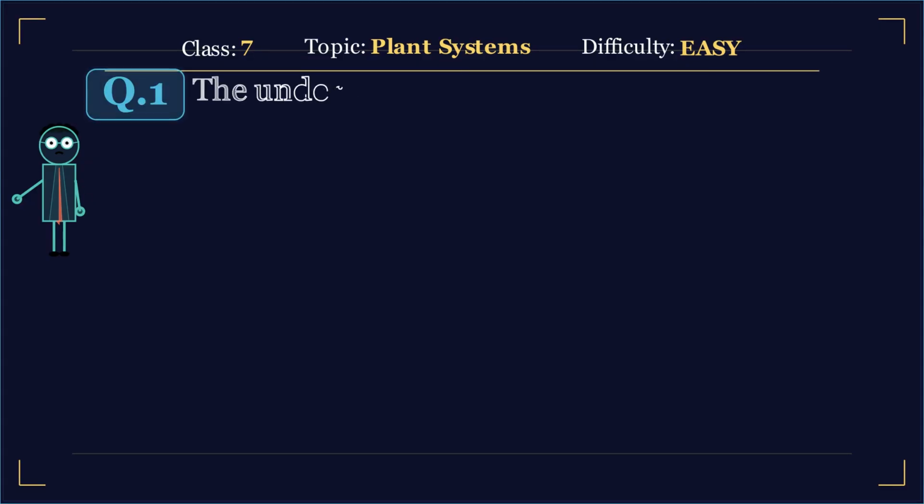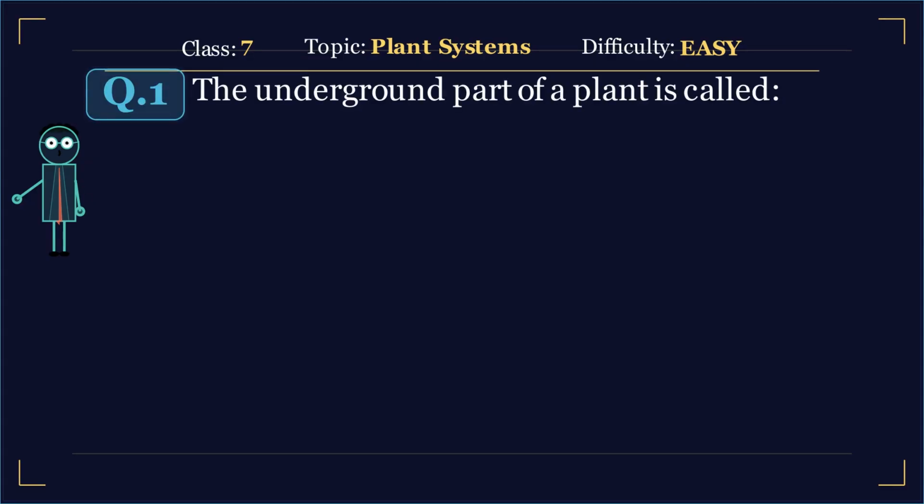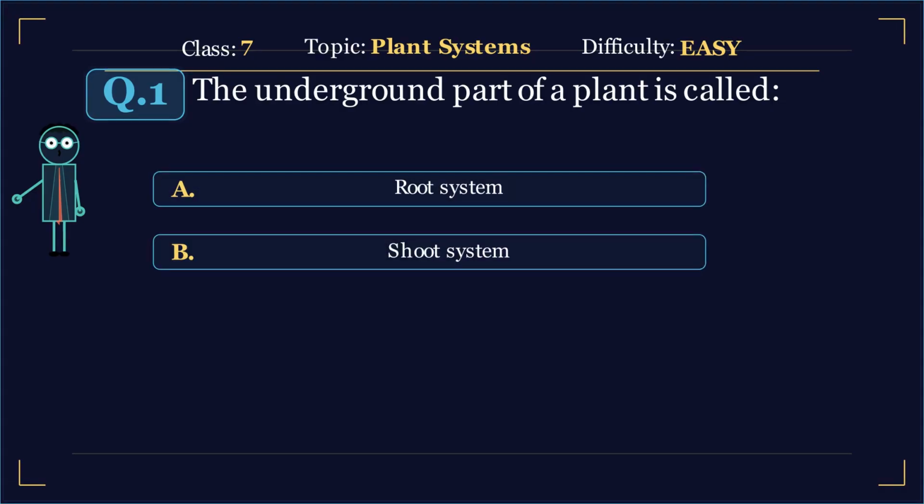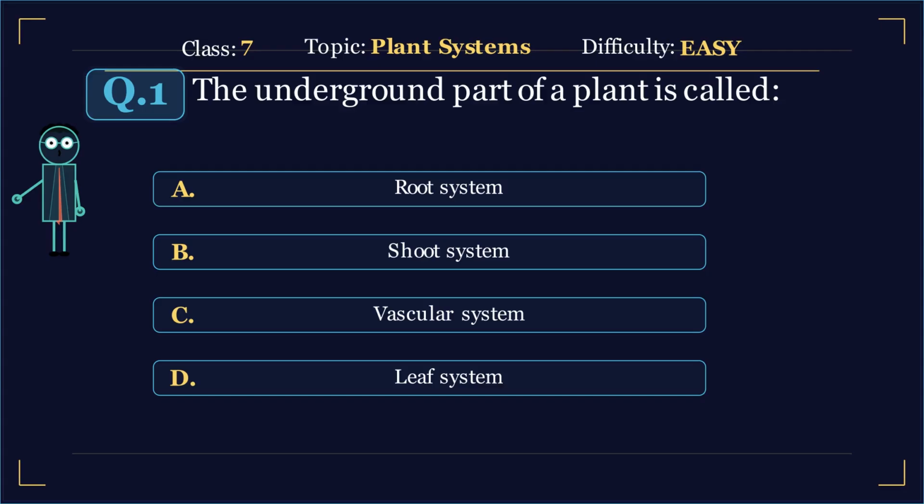Question 1. The underground part of a plant is called: Option A, root system. Option B, shoot system. Option C, vascular system. Option D, leaf system. The correct answer is option A.